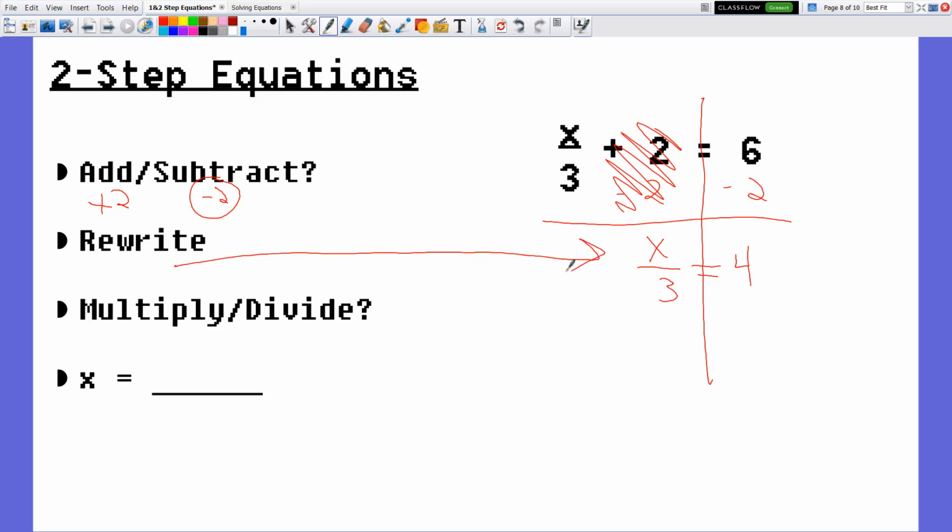Now, do I see any multiplication or division? Well, on the side with the letter, I see that it looks like a fraction. I know that fractions mean division.